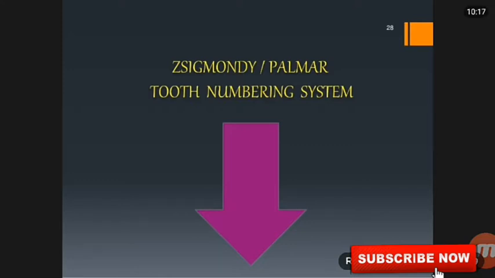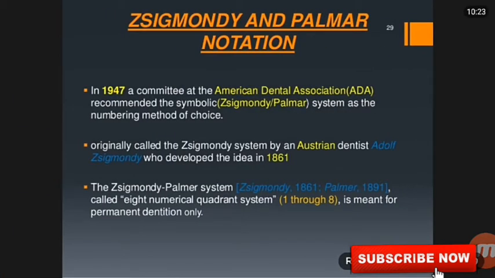In this system, the arches are divided into quadrants. In 1947, a committee at the American Dental Association, or ADA, recommended the symbolic system, the Zsigmondy or Palmer system, as the numbering method of choice. It was originally called the Zsigmondy system, after the Austrian dentist Adolf Zsigmondy, who developed the idea in 1861.